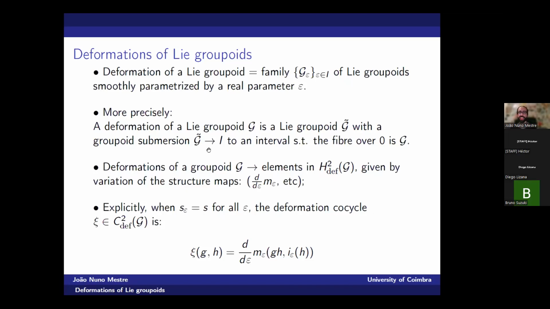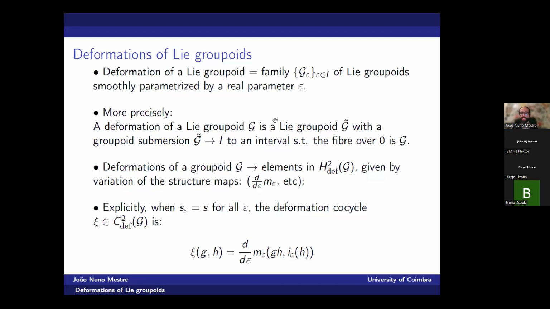If we have a groupoid submersion, then each fiber will not only be a submanifold of G tilde, but actually a Lie subgroupoid of G tilde. They are going to be these G epsilons. Okay. And the deformation is such a family such that the fiber over 0 in this interval is precisely G. That's a deformation of G. Okay. Now, if I have the deformation of the groupoid, I'm going to have varying structure maps. And so I can get elements in my cohomology which are going to be given by the infinitesimal variation of the structure maps.